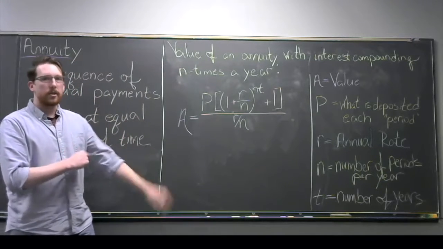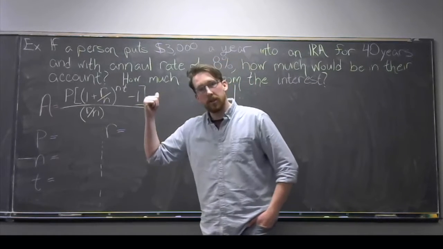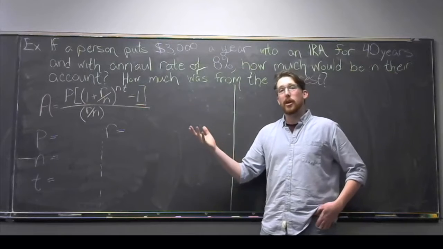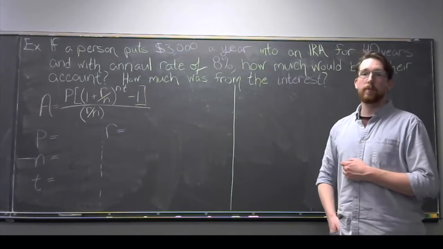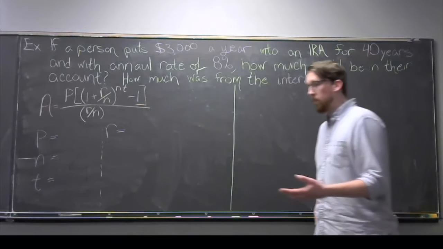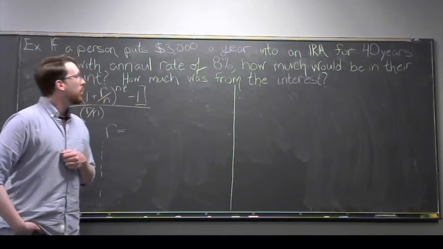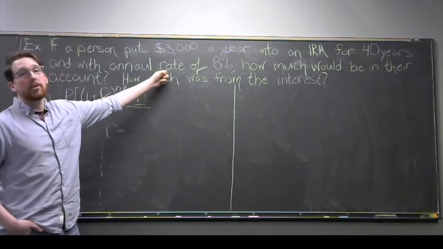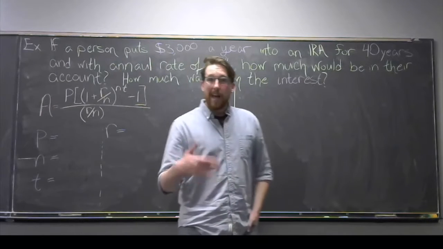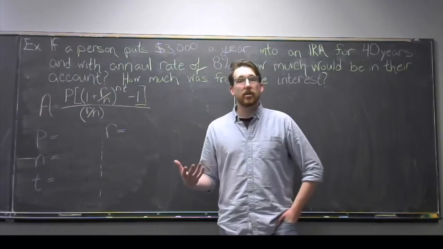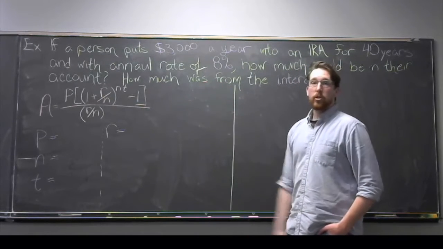Let's see how we're going to use this. As an example, let's consider this problem. We've got a person who's paying into an IRA for 40 years. They're paying into it once a year, $3,000, and it has an interest rate of 8%. What we want to find out is, at the end of those 40 years, how much money this person is going to have in their IRA, as well as how much of that is going to be from interest.